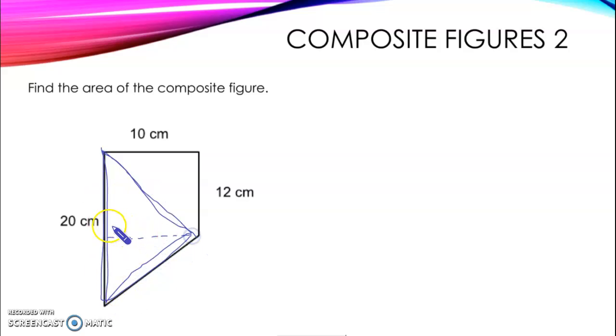And remember that your base and your height of your triangle need to be perpendicular to each other. So we have base times height divided by 2 for area of a triangle. So for that blue one, my base is actually the 20, and my height is 10.